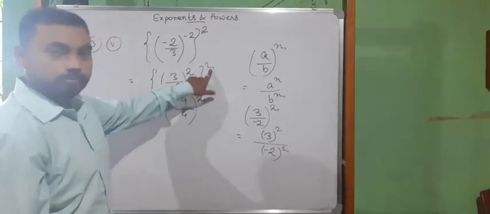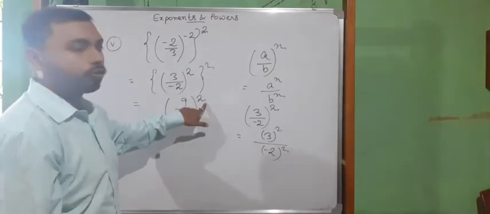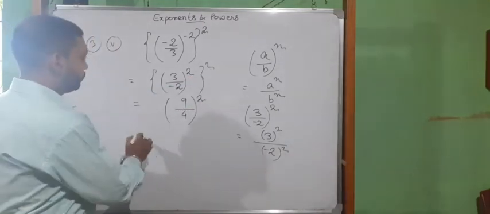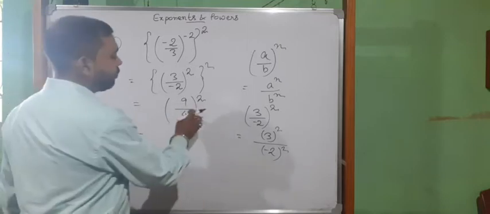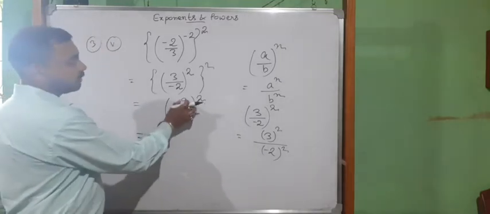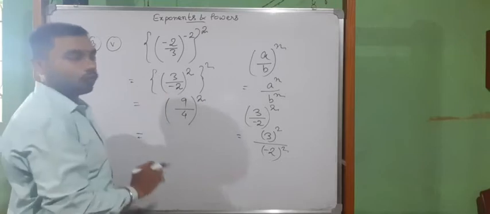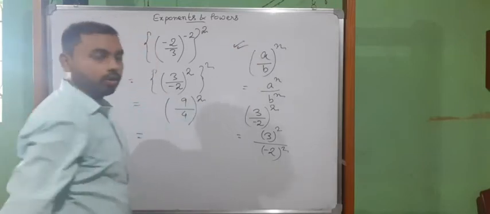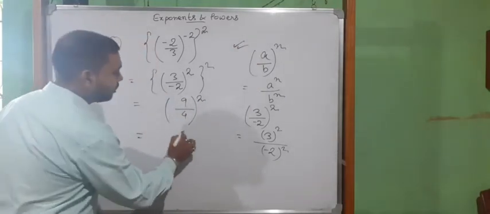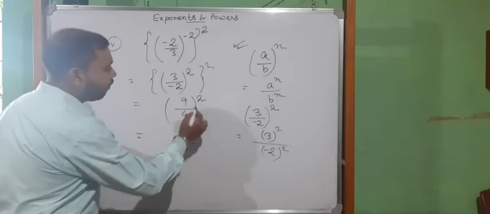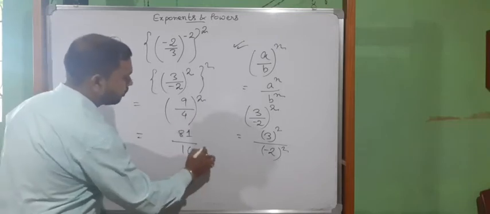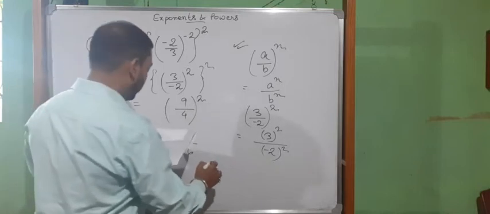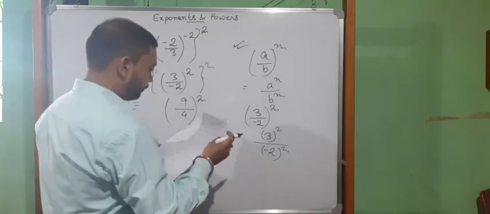And again one more power was left. So I have written here square. Okay. Now again we can use this formula. So 9 square by 4 square according to this formula. Okay. So 9 square it is means 81 and 4 square it means 16. Okay. So this is our final result. Okay.